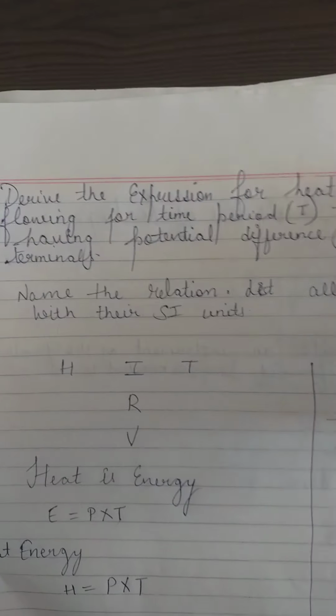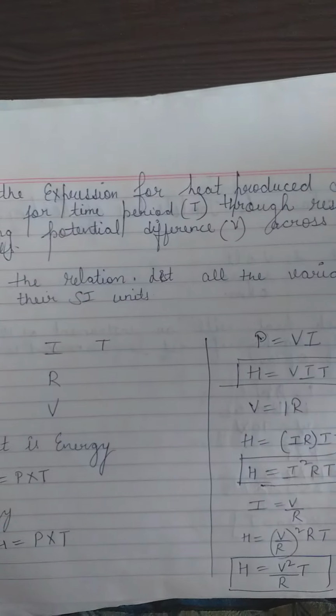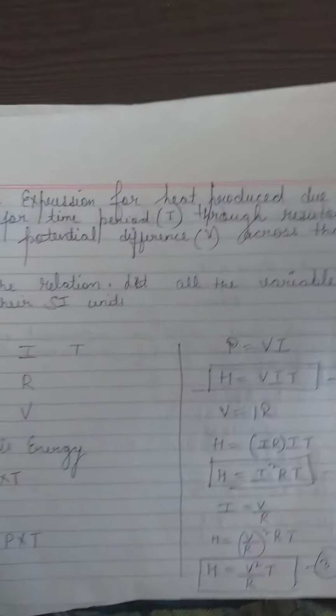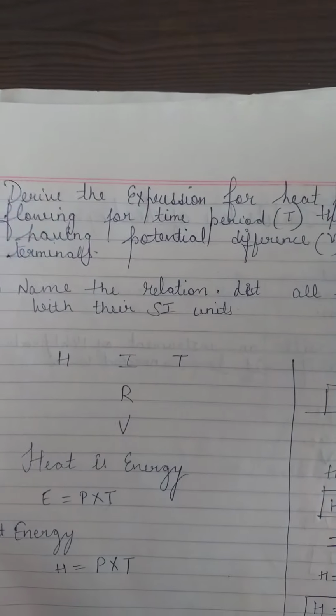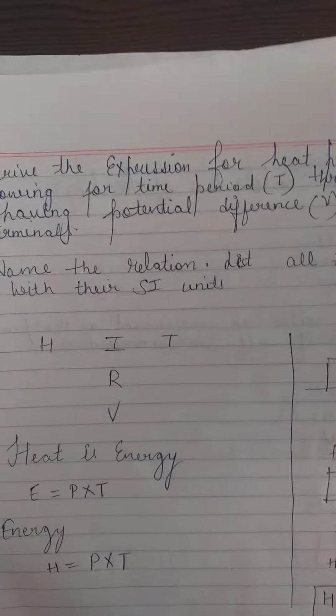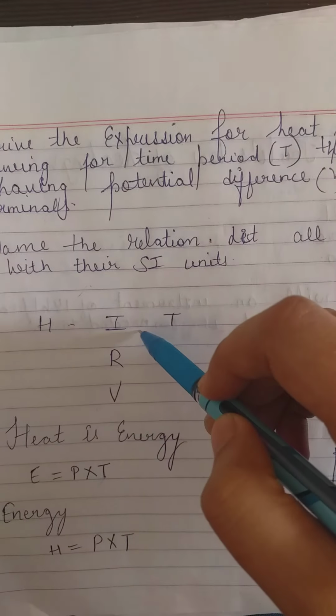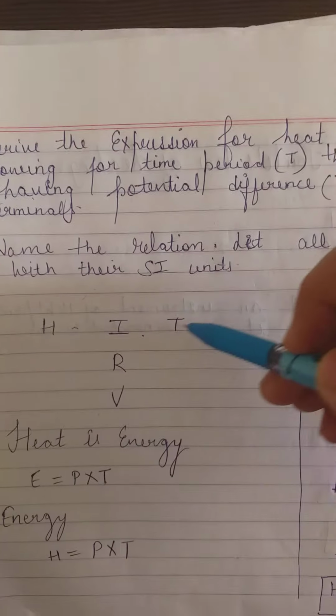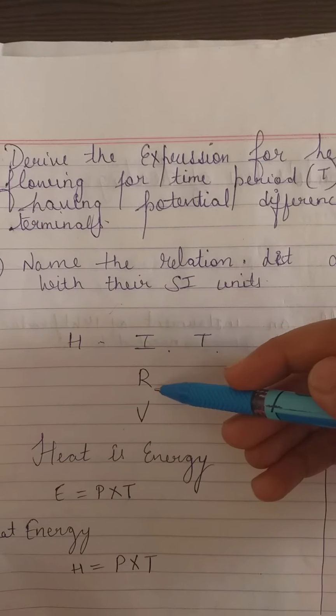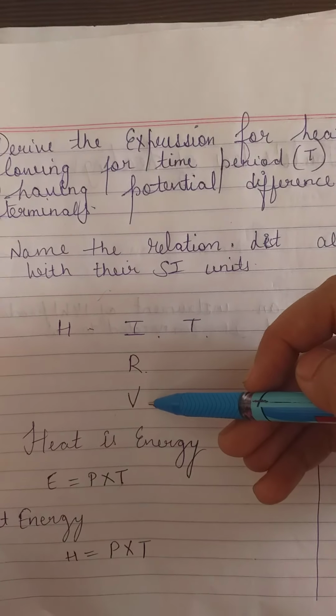Next, we come to the derivation of the expression of the heat produced due to current. Derive the expression for the heat produced due to current I flowing for time period T through resistor R having potential difference V across the terminals, and name that relation. You have to find out the relation. The heat is H. The amount of the current flowing through it is I, for time T, through resistor R having the potential difference V.